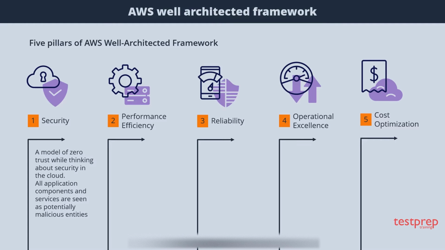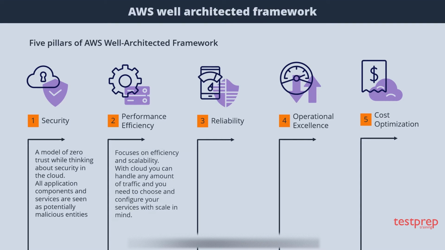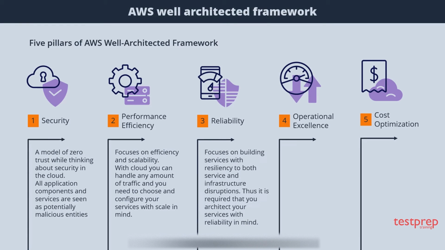In the security pillar, we use a model of zero trust while thinking about security in the cloud. All application components and services are seen as potentially malicious entities. The performance efficiency pillar focuses on efficiency and scalability. With cloud, you can handle any amount of traffic, and you need to choose and configure your services with scale in mind. The reliability pillar focuses on building services with resiliency to both service and infrastructure disruptions. Thus it is required that you architect your services with reliability in mind.